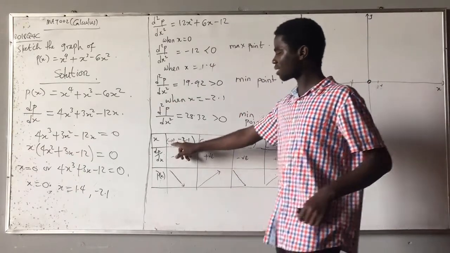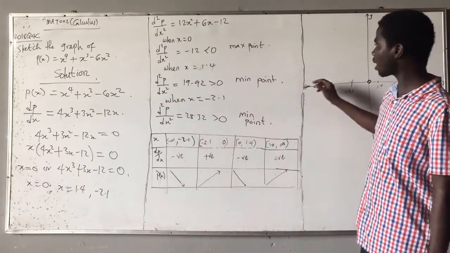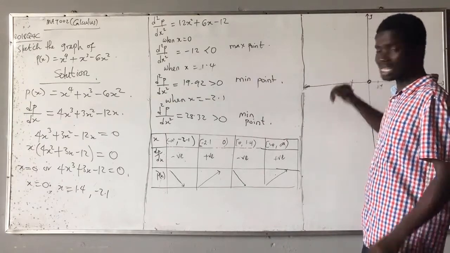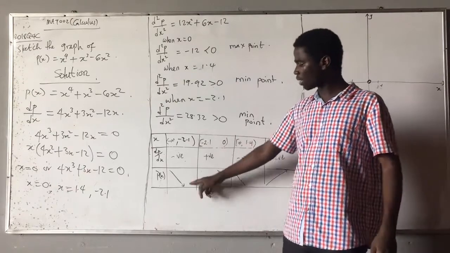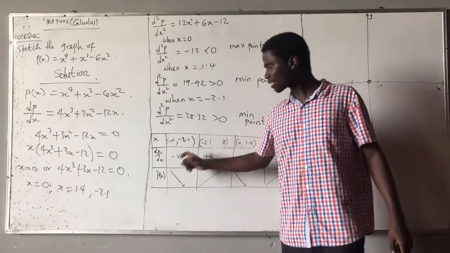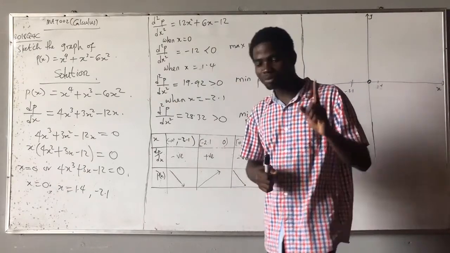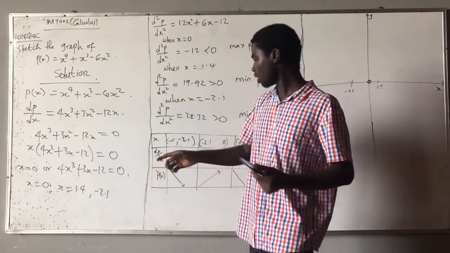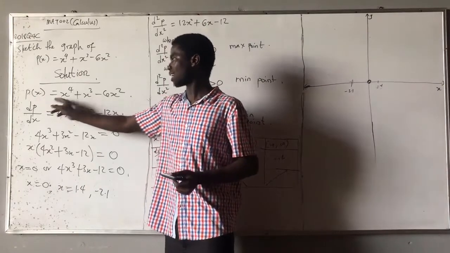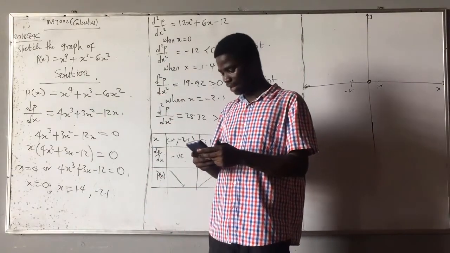So what does that mean? When x is negative infinity, it is coming down from negative infinity. You see how I'll draw this function now. So till you get to minus 2.1. So what is P of x at minus 2.1? You have to get that answer. P of x at minus 2.1. What is P of x?